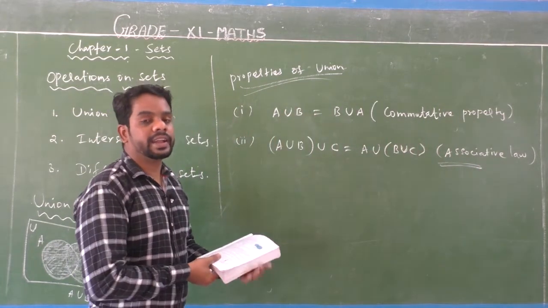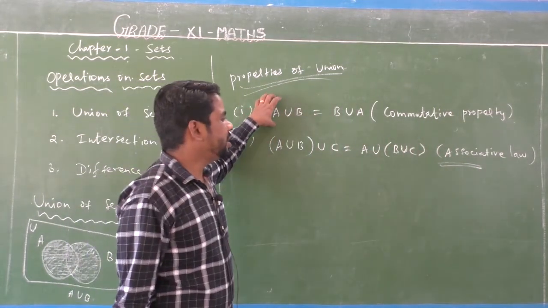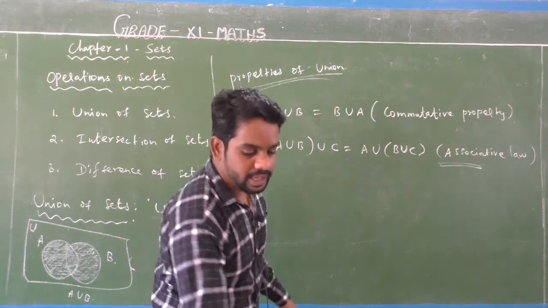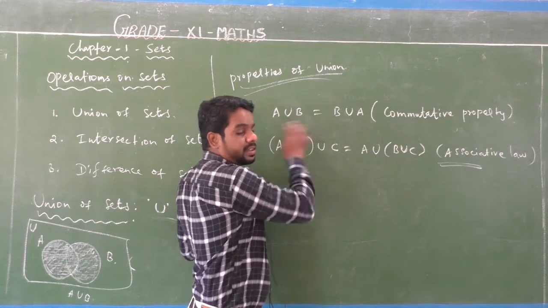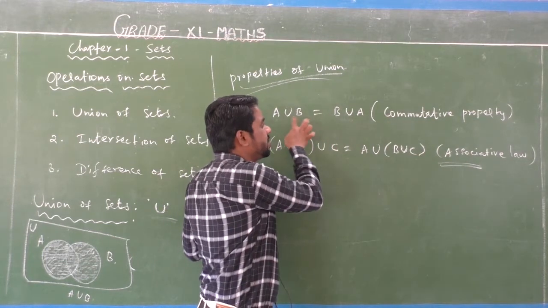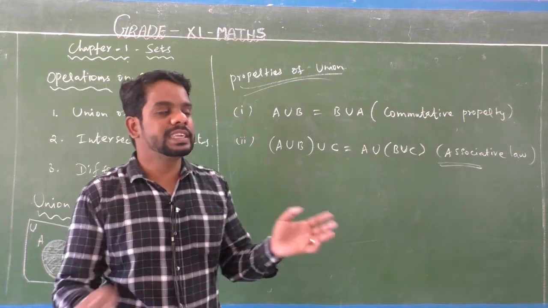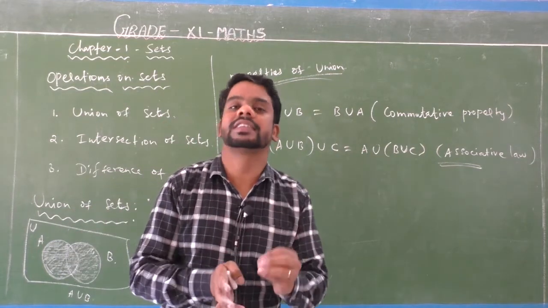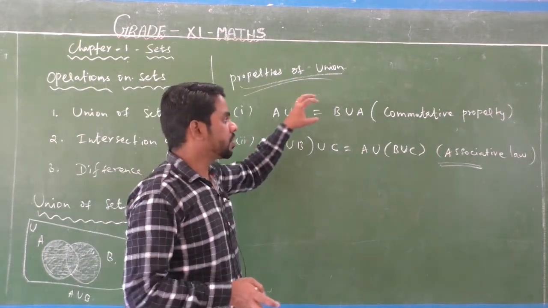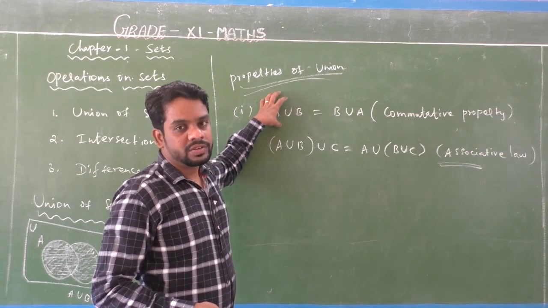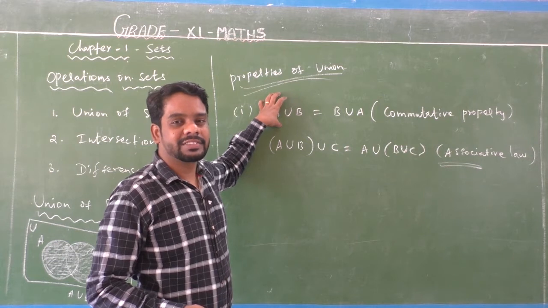A union B is equal to B union A. This is the commutative property. Commutative property means interchange of A and B. When two sets are interchanged, A union B is equal to B union A, we get the same answer. So the union operation always satisfies the commutative property.